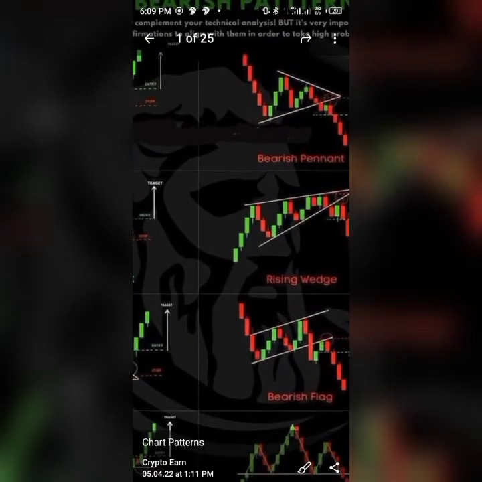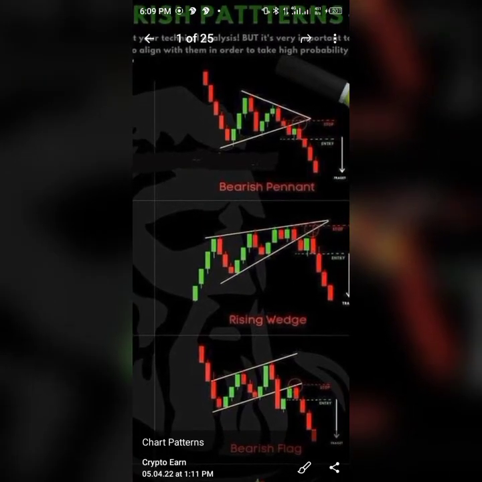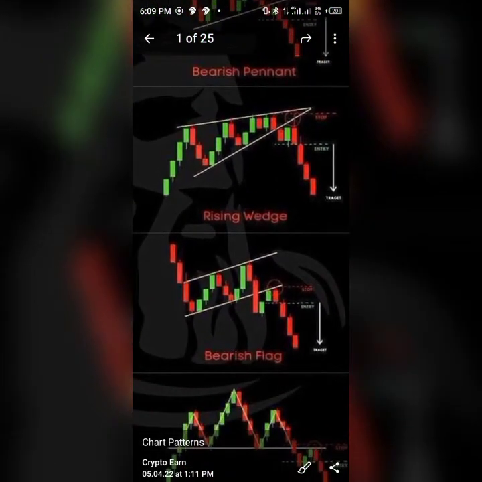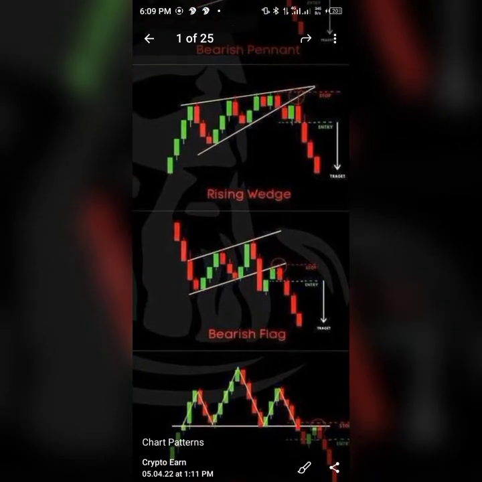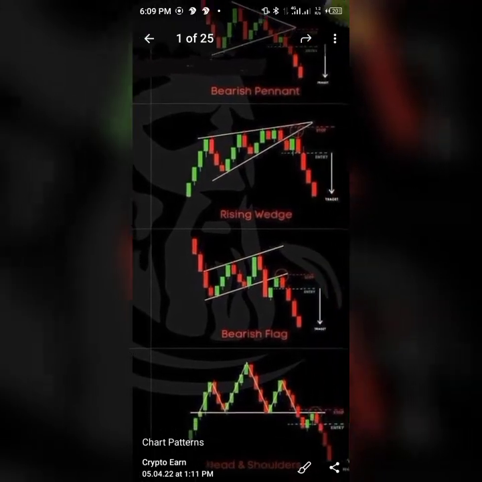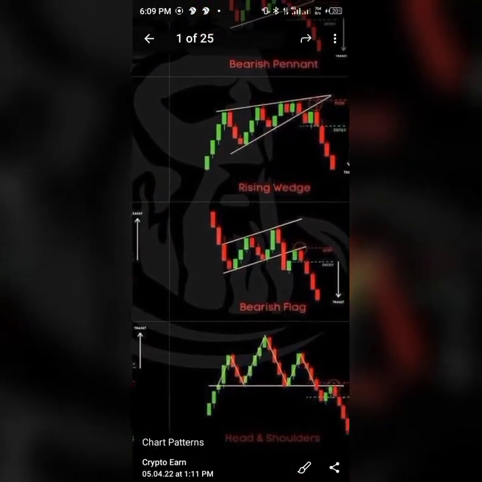Then on this side we see the bearish pattern. Now this bearish pattern, just like the bullish, we have the bearish pennant where there was a retest in the candle wick before coming down after breaking the trend line. The same goes for the rising wedge. Also the bearish flag where the candle actually tested after coming down below the trend line. Then lastly we have the inverse head and shoulders for the bearish pattern.